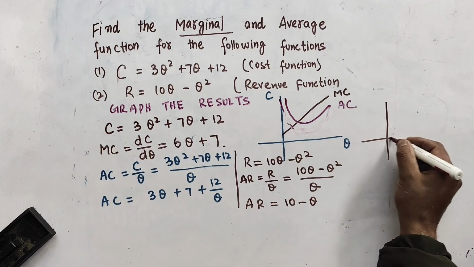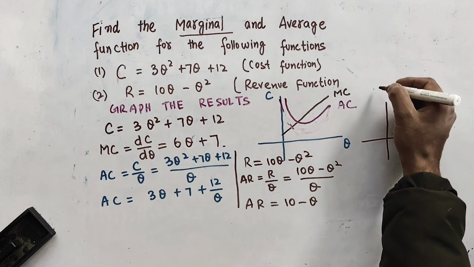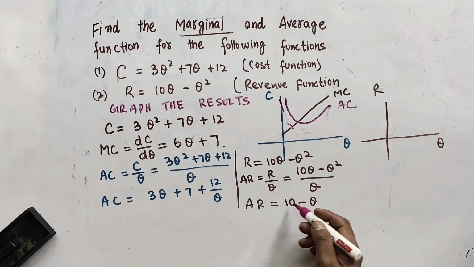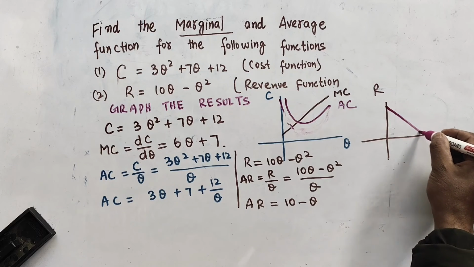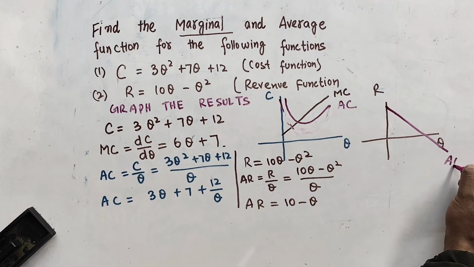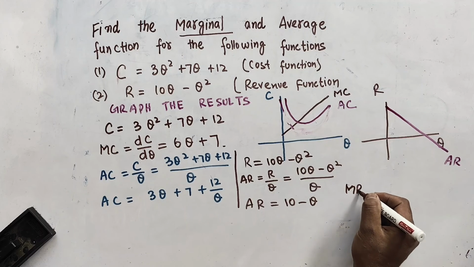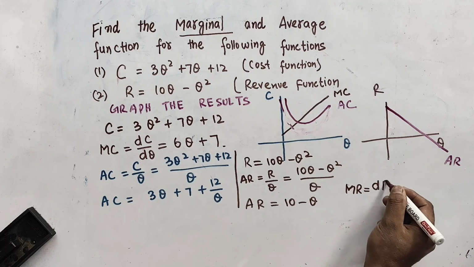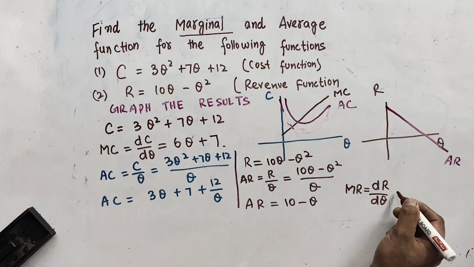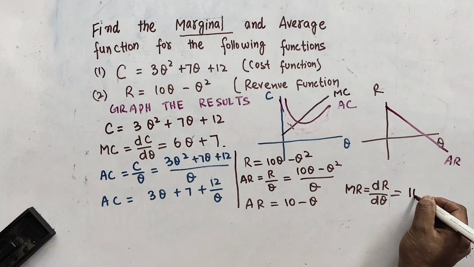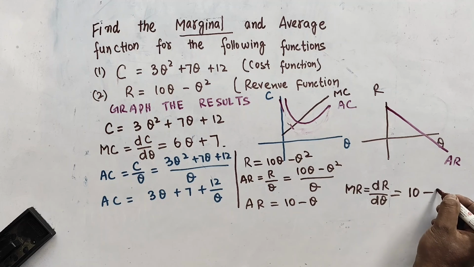Graphically it will mean, if I draw the graph, this is q, this is our revenue here, marginal and average revenue. It is downward sloping, it will look like this. This is our average revenue function. What about marginal revenue? We know that marginal revenue is simply the change in the total revenue due to the change in the output, that is the derivative of this function with respect to q. Derivative of 10q is 10, minus derivative of q square is 2q.